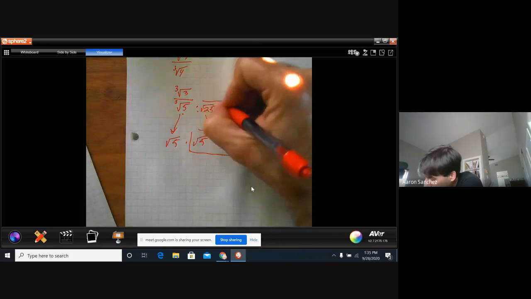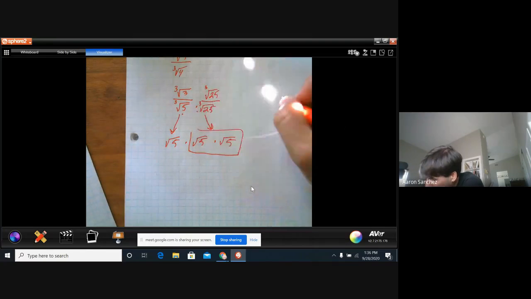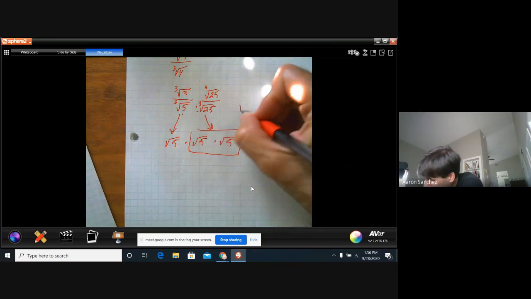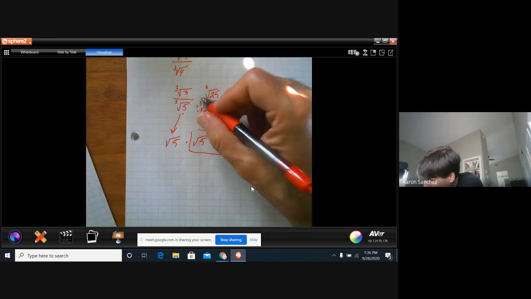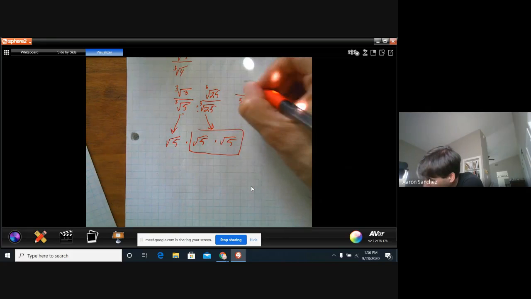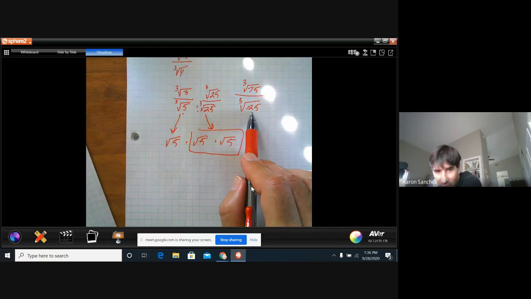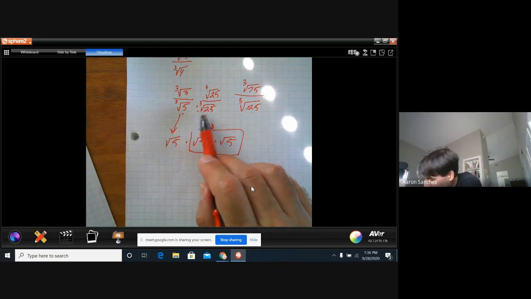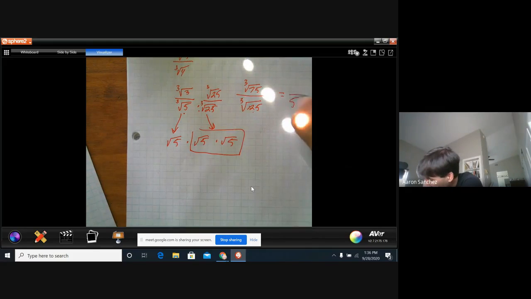And so, sorry, I need the 3 there. So 5 times 25 is 125. And then 3 times 25 is 75. But because this is 5 times 5 times 5, the cube root of that is just going to be 5.